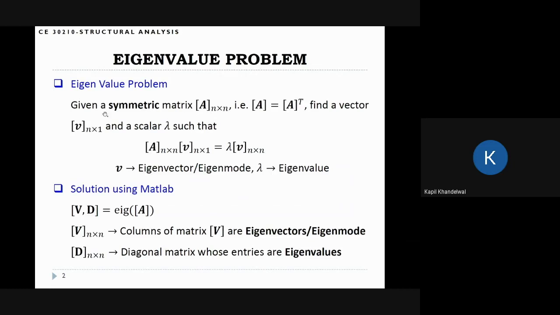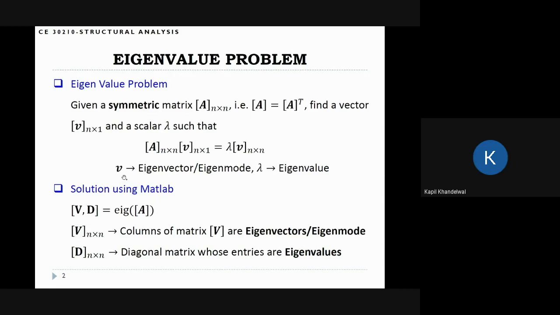So we are assuming, starting with the symmetric matrix, we want to find a vector v and a scalar lambda such that this relationship is satisfied. So what we are saying is that A times v should be equal to lambda times v. Oh, sorry, there is a typo here. This should be n by 1. I will fix it later on. So what we are trying to do is multiply a matrix and a vector, and the multiplication should result in lambda times the vector itself. Again, this is a typo, so I will fix it in the slides.